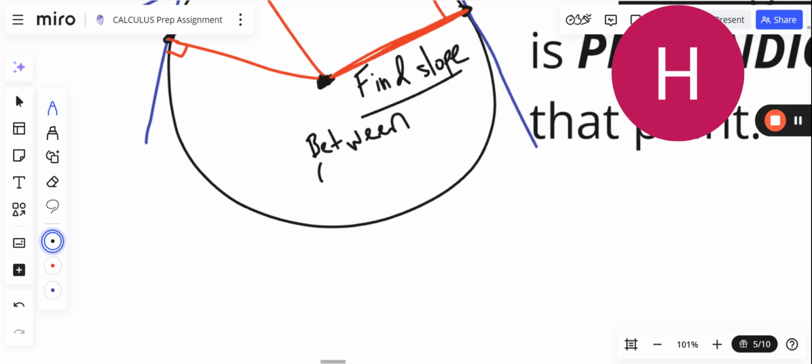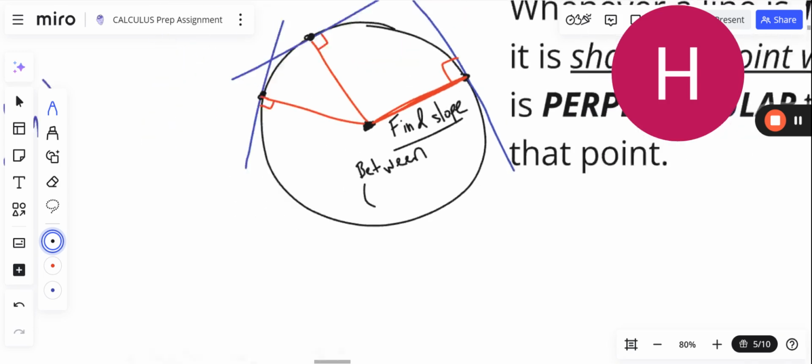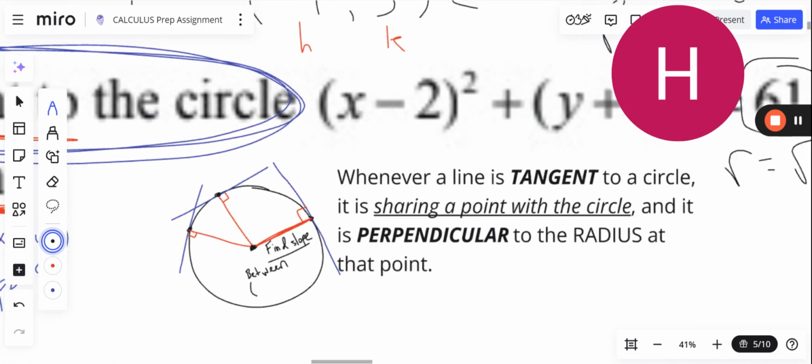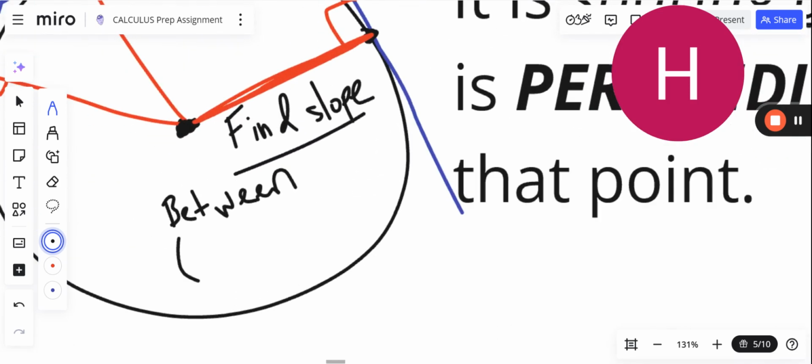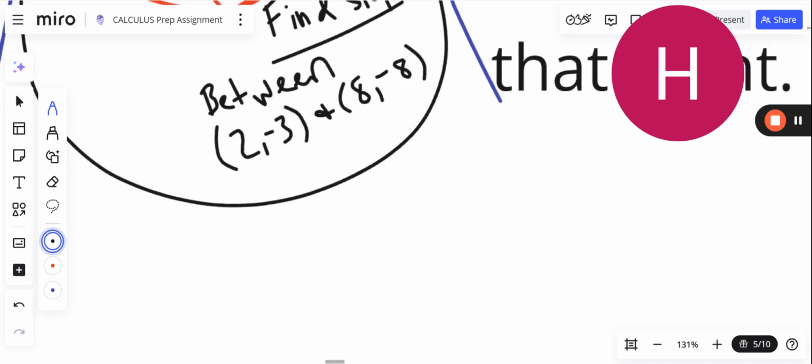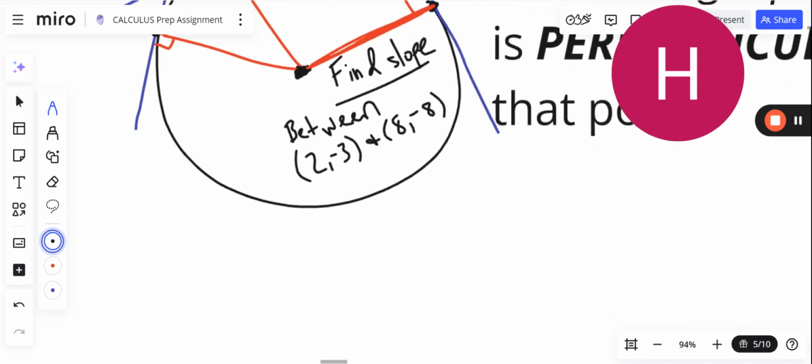Between the center point. What's the center point? Now we can use the equation. This is x minus 2, which means 2 is the x value of the center, and negative 3 is the y value of the center. Between 2, negative 3, and 8, negative 8, we want to find the slope between those 2 points. That's going to give us the radius line slope.